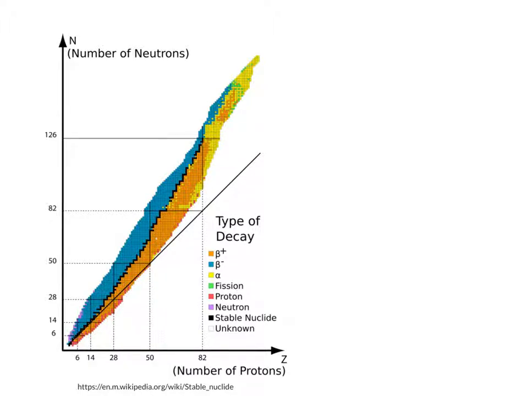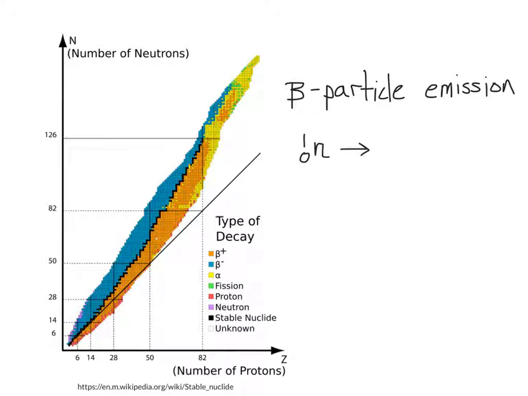The first type of nuclear reaction that we're going to look at is beta particle emission. In beta particle emission, a neutron is transformed into a proton and an electron. So the beta particle, the electron, is getting emitted from the nucleus where the proton stays.